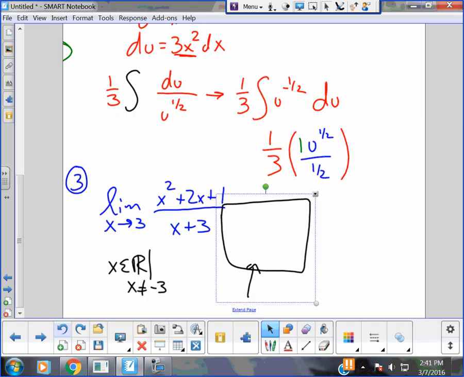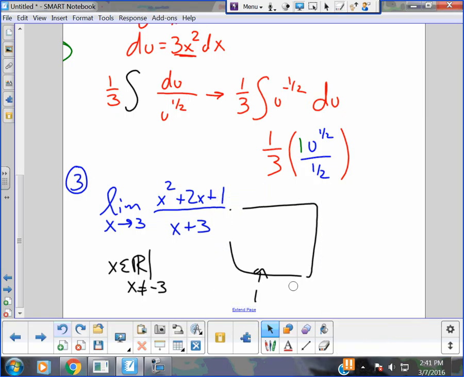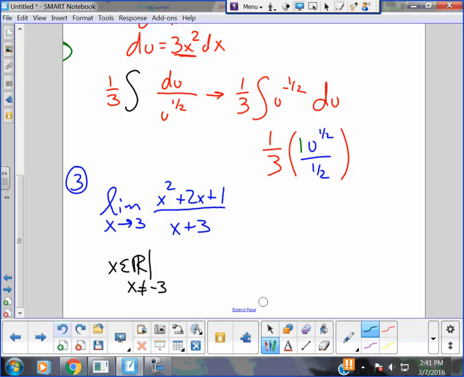We know a rule about limits. When a function is in its domain, I don't have to factor this. I don't have to think about this. When you have a polynomial or a rational function with a domain, if the number we're looking for is in the domain, and it is, we just simply have to plug it in. 3 squared is 9, plus 6 is 15, plus 1 is 16. 16 over 6 is the answer.